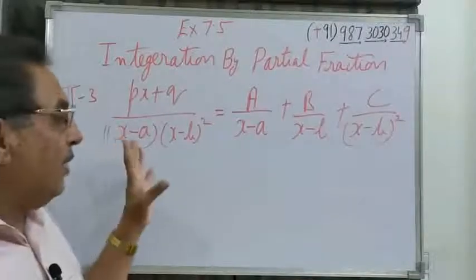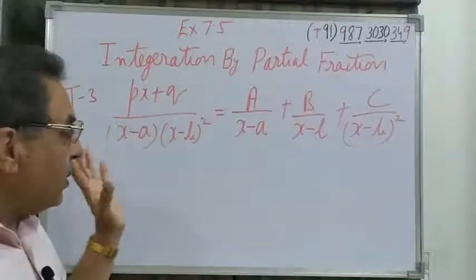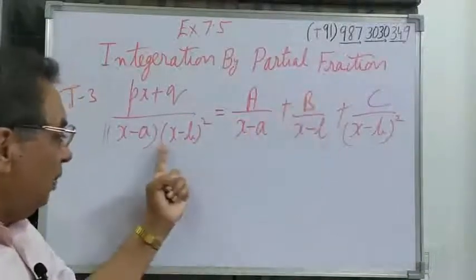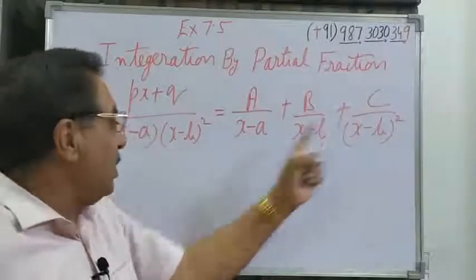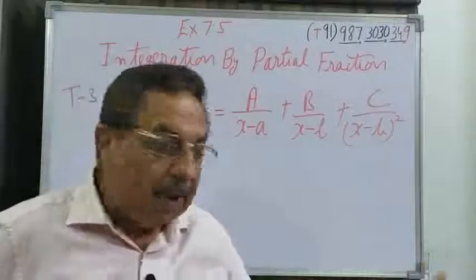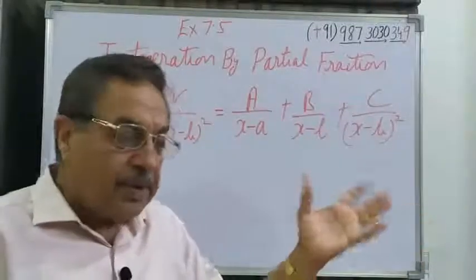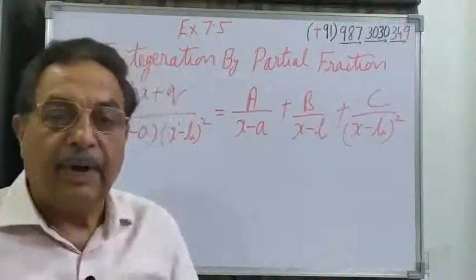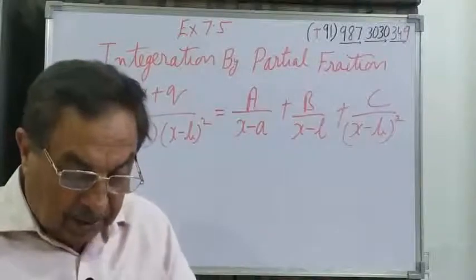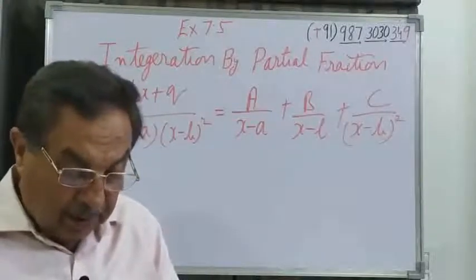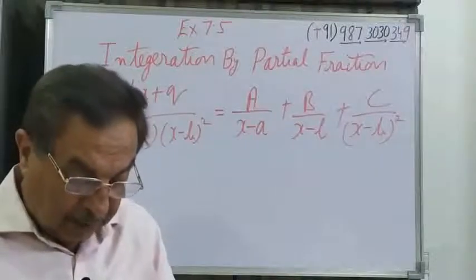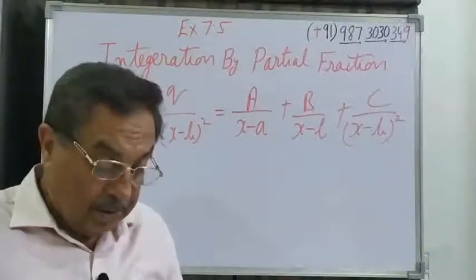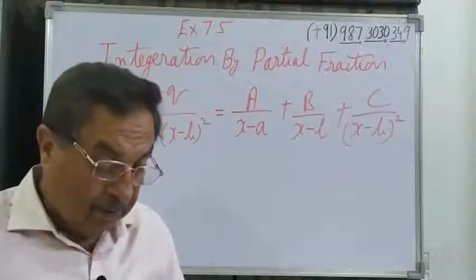So we will resolve such a fraction this way: a upon x minus a plus b upon x minus b plus c upon x minus b whole square. After writing so, we find the values of a, b, c, and then it is quite simple to integrate. So these are the three types we have. Now let us start doing certain questions. You will get much clarity after solving certain questions.